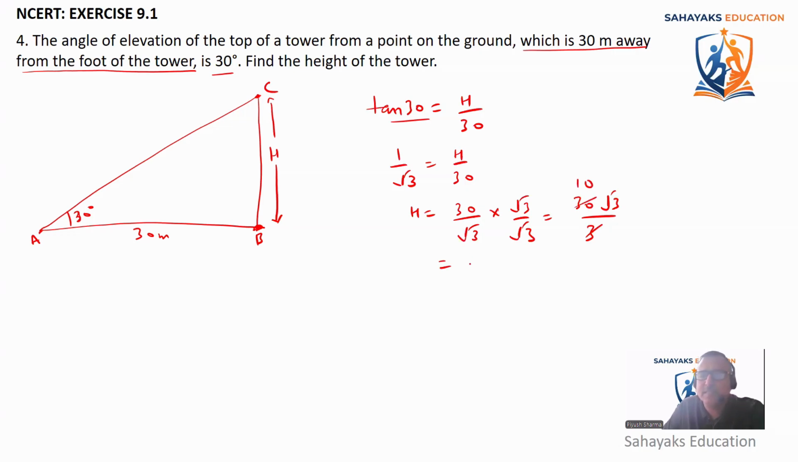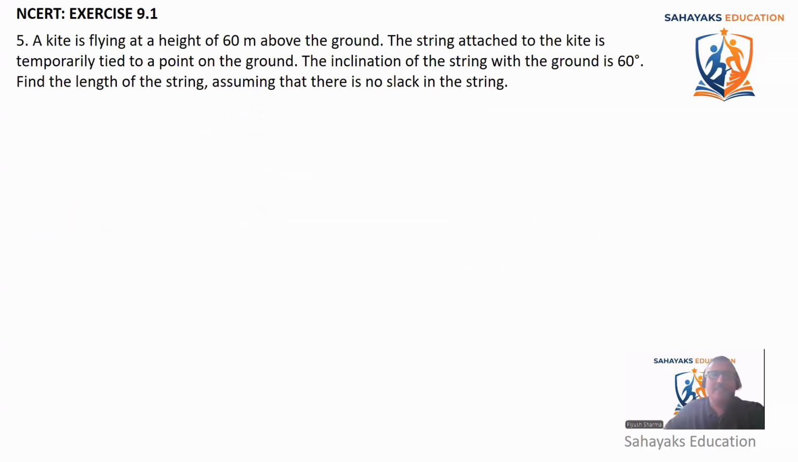So the answer comes as 10 root 3, and it is 10 multiplied by 1.732. So the answer comes as 17.32 meters. So the height of the tower is 17.32 meters. Good. The computation also was very less. Okay. Coming to the next question.